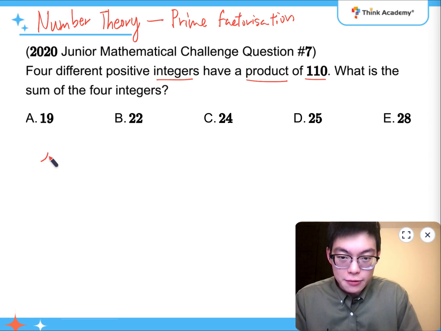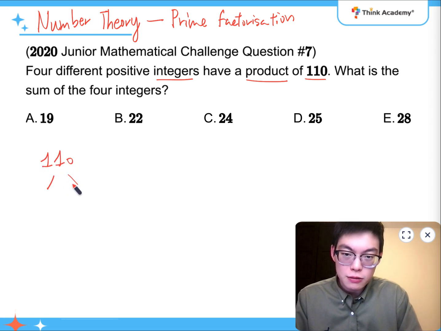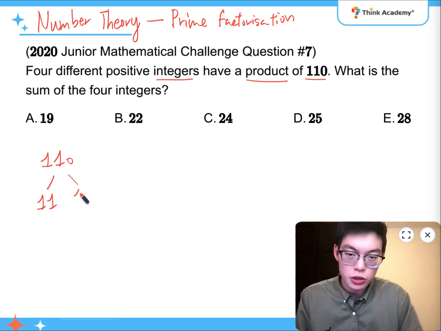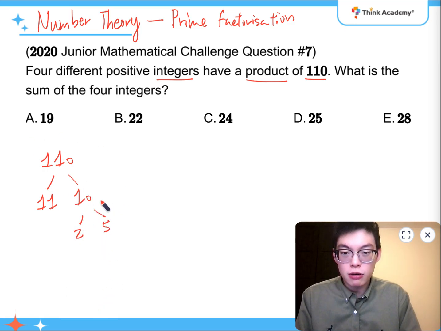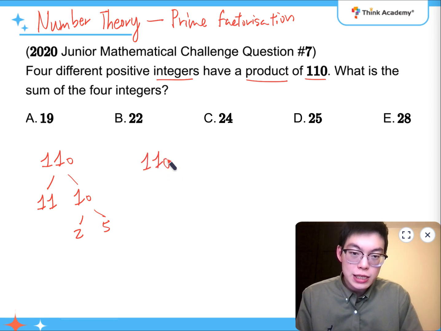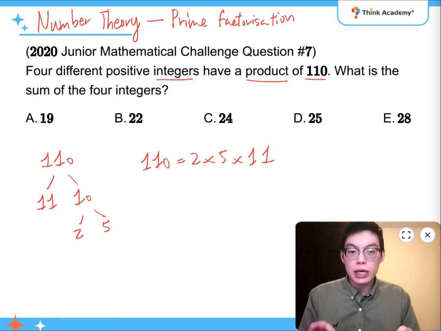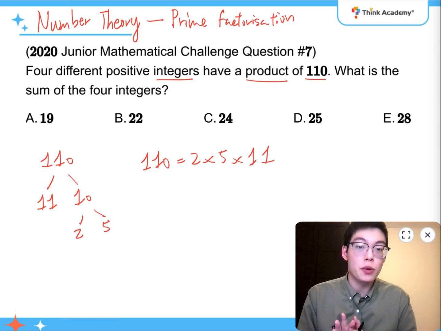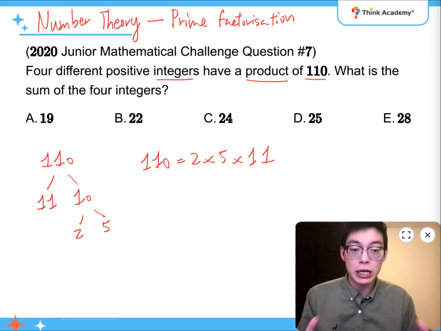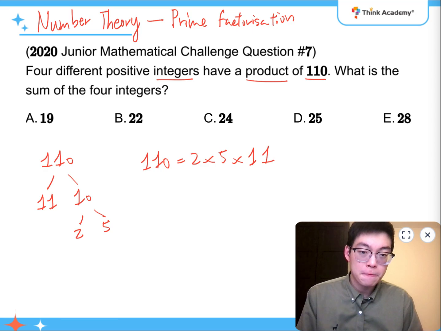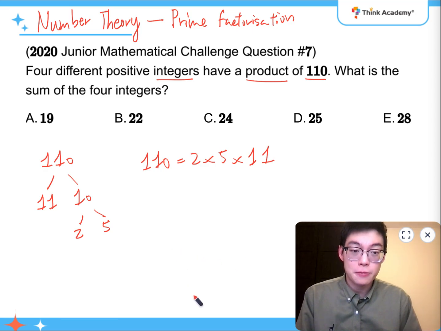So 110, if you prime factorize it, well, using the factor tree if you want to, or any other methods, as long as you can completely factorize it, 110 equals 2 times 5 times 11. But then we can definitely spot that there's only 3 numbers in the list, right? But we also know that those are already the prime components we can break it down into. So what is the other different positive integer? Of course, that's going to be 1.